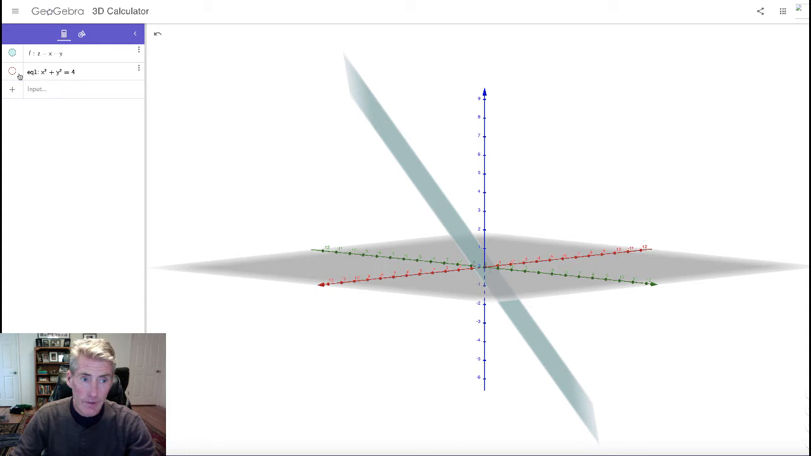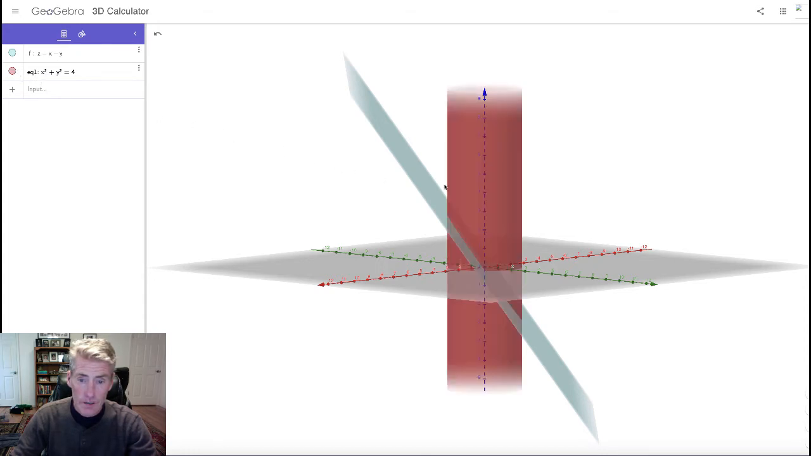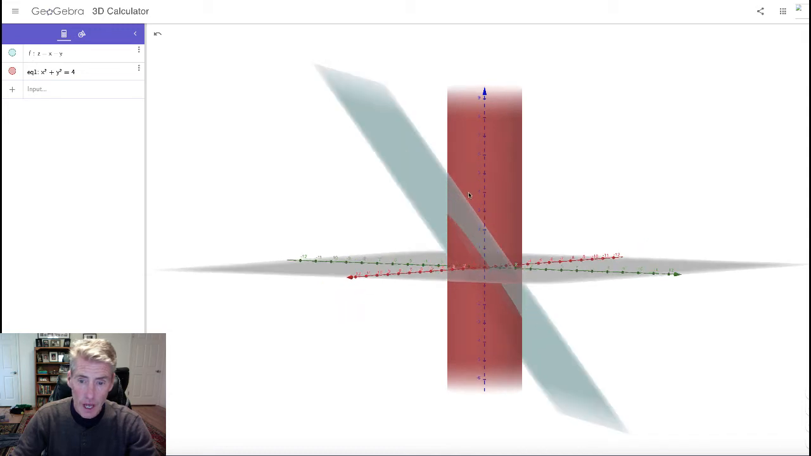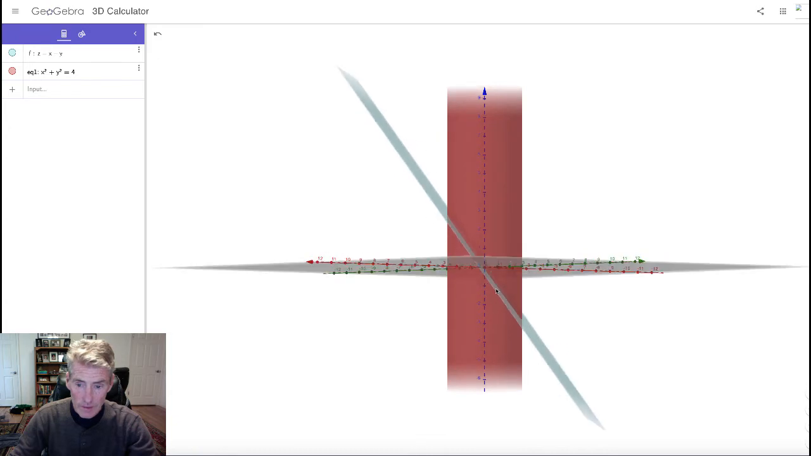And then if you look at x squared plus y squared equals 4, that makes this cylinder. And if you look right here, then that part is going to be positive volume. And if you look down here, that part is symmetric, and this positive volume and this negative volume, they cancel each other out, so you get 0.